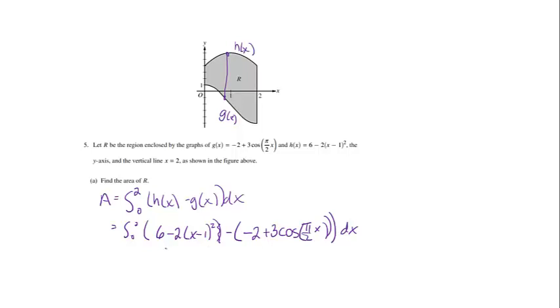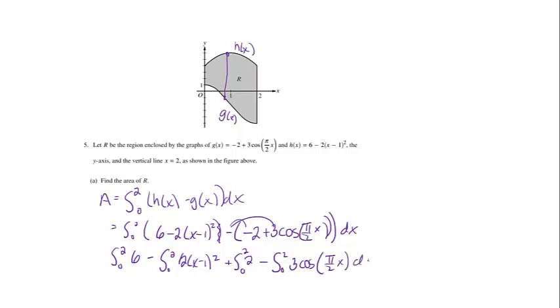Okie doke. So before I even get started with this, I am going to break it up into actually 4 different integrals. So I'm going to be taking the integral from 0 to 2 of 6 minus the integral from 0 to 2 of 2x minus 1 squared. This minus is going to be distributing, so this will actually be plus the integral of 2 and then minus the integral of 3 cosine pi over 2x. And all of those would, of course, be dx if we wanted to put those in there. Not really necessary.